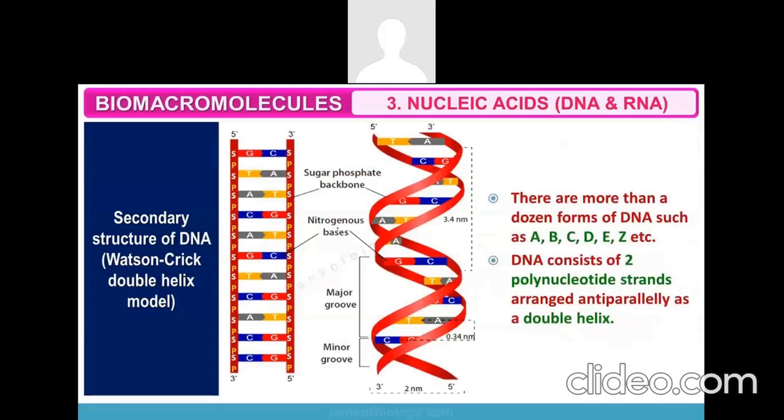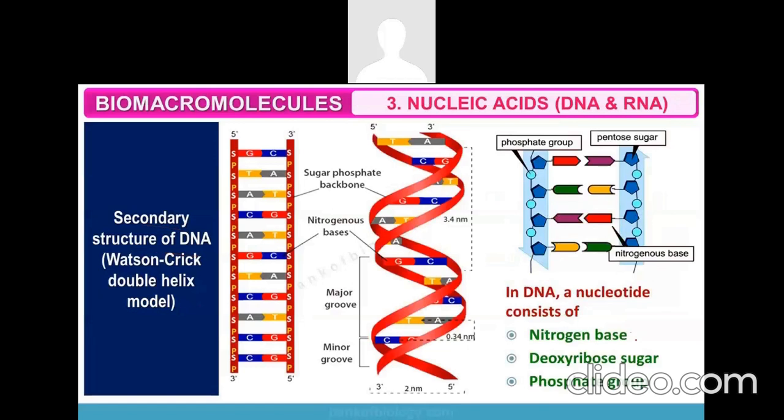The conventional model that we know about DNA is the secondary structure of DNA, that is the Watson and Crick double helical model. But there are many other forms of DNA, that is A-DNA, B-DNA, C-DNA, Z-DNA, etc. DNA basically consists of two polynucleotide strands arranged anti-parallel to each other, running as a double helix. This is one helix and this is the other helix.